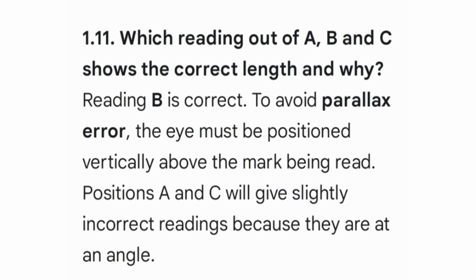1.11, which reading out of A, B and C shows the correct length and why? Reading B is correct. To avoid parallax error, the eye must be positioned vertically above the mark being read. Positions A and C will give slightly incorrect readings because they are at an angle.